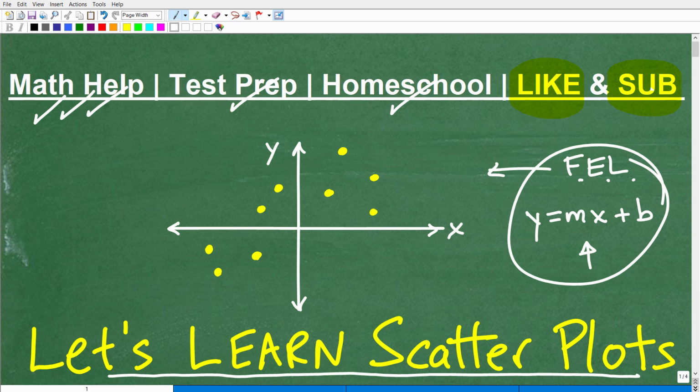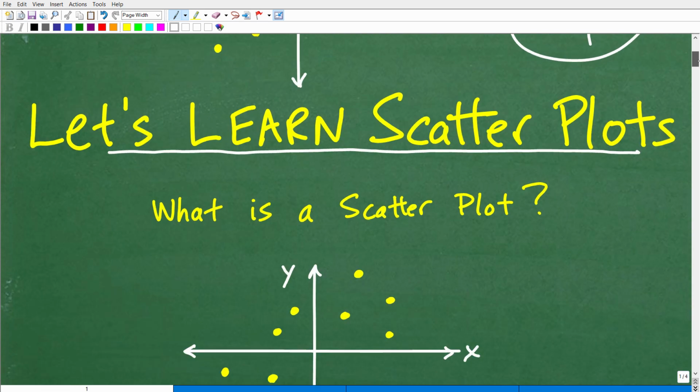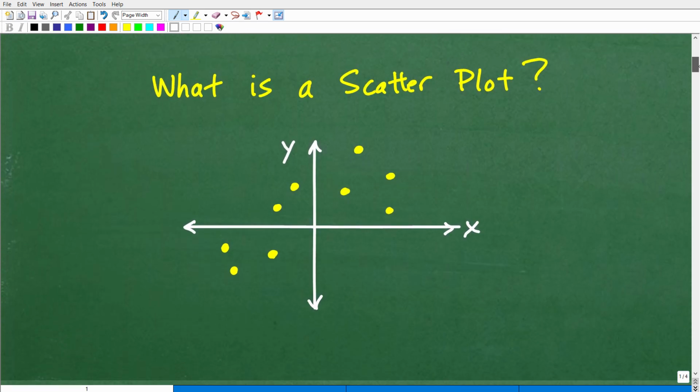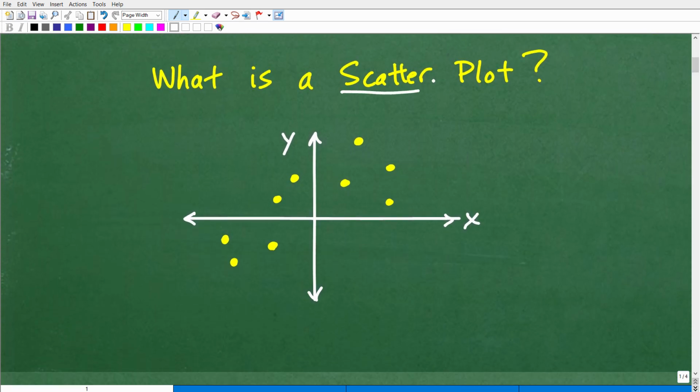All right, so let's get going and talk about scatter plots. So the first question is, what is a scatter plot? Well, let's look at this word right here, scatter. It's like, hey, things maybe were kind of scattered around. Well, that's effectively what a scatter plot is.